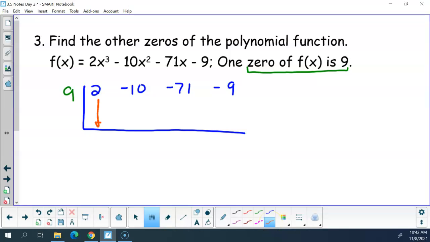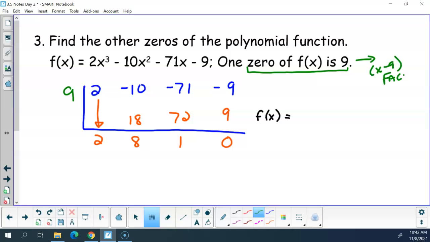Drop. 2. Multiply, add, multiply, add, multiply, add. The remainder should be 0 because 9 was a 0. Okay? So f of x now can be, if 9 is a 0, then x minus 9 is a factor.